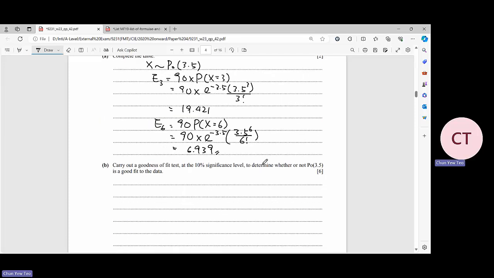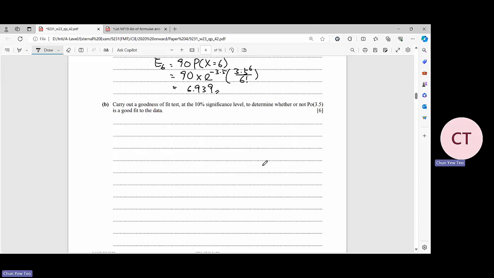Now moving on, we want to carry out a goodness of fit test at the 10% significance level to determine whether or not this is a good fit. So for this question, quite straightforward. The null hypothesis and the alternative hypothesis: we just state that the null hypothesis is that this is a good fit to the data. Then the alternative is that this is not a good fit.